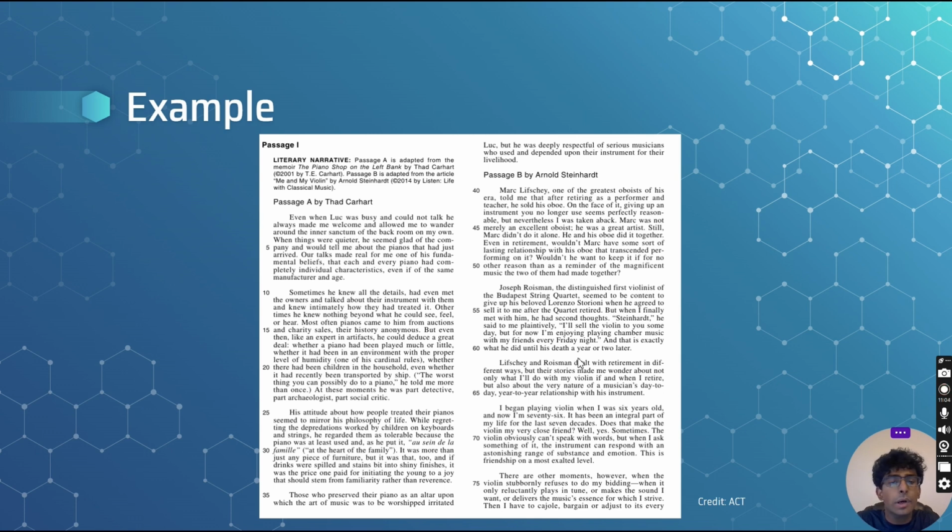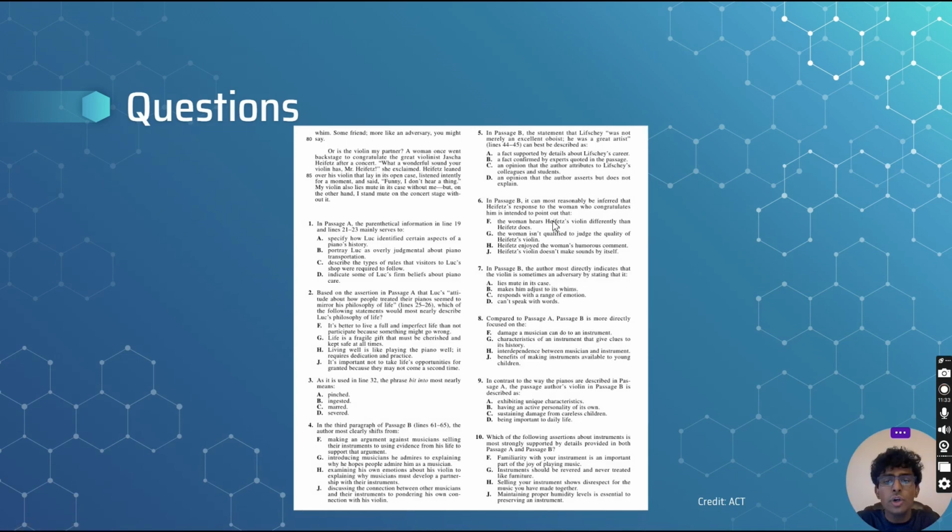One of the things that we want to think about when we're going through paired passages is whether there is some sort of relationship between the passages. So obviously we're talking about musical instruments here. In this passage, we're talking more about the relationship between the musician and their instrument, compared to here where it's focusing on how one person deals with their relationship with piano. So it's about the relationship between musicians and their musical instruments, and we're looking at the differences between it. So again, I'd answer passage B questions first.